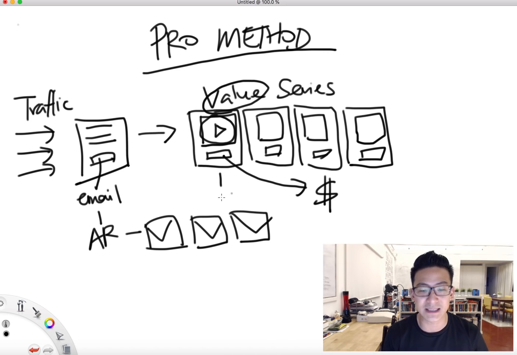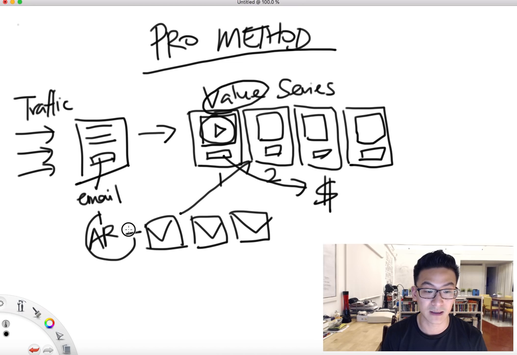Now, what happens is the second day, your email autoresponder is going to send them to day number 2 of the value series, okay? Because remember, they opted in here into your autoresponder, right? So now they're in your email database, and they're gonna get sent emails every single day on an automated basis, okay?